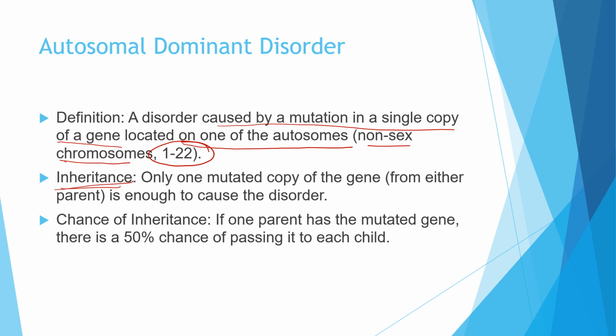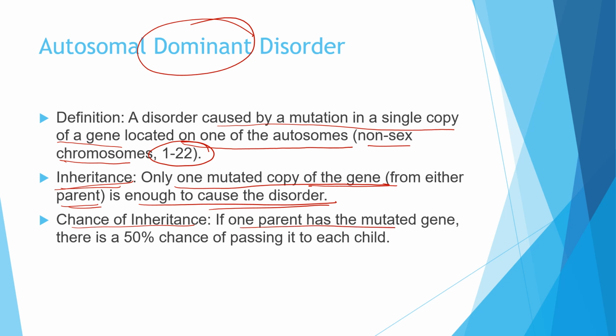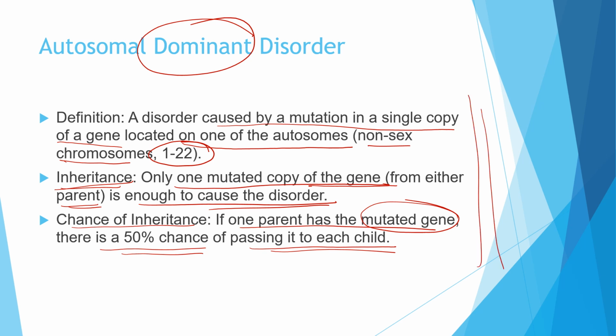So how is the inheritance pattern? Only one mutated copy of the gene from either parent is enough to cause the disorder. If it is dominant, if any one of the parents has a mutated copy of the gene, it is enough to cause a disorder in the next generation. So what are the chances of inheritance? If one parent has a mutated gene, that is a dominant gene, there is a 50% chance of passing it to each child. So this is what you should know and learn about autosomal dominant disorder.